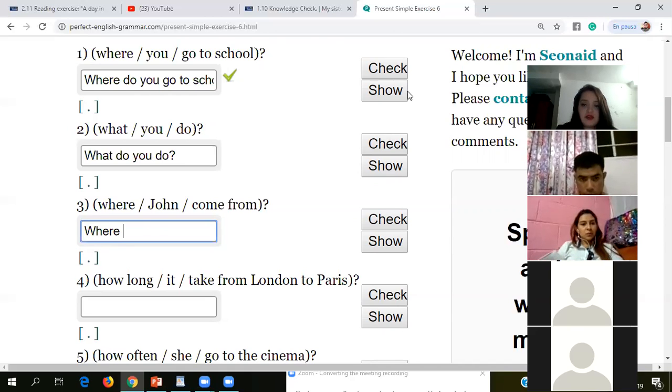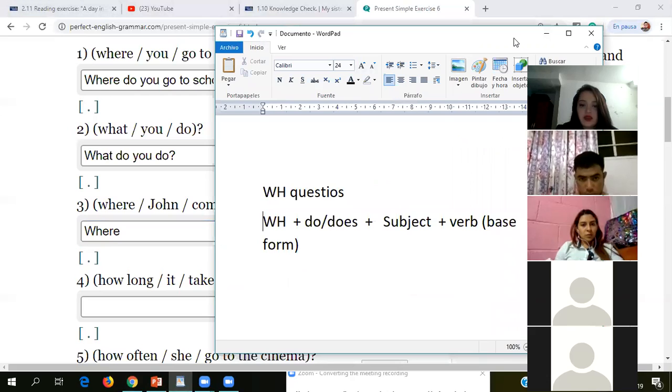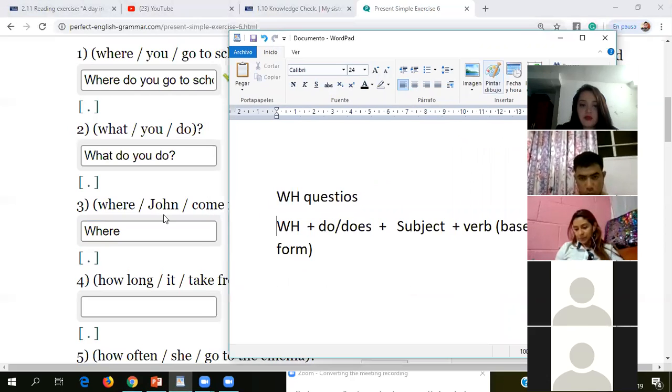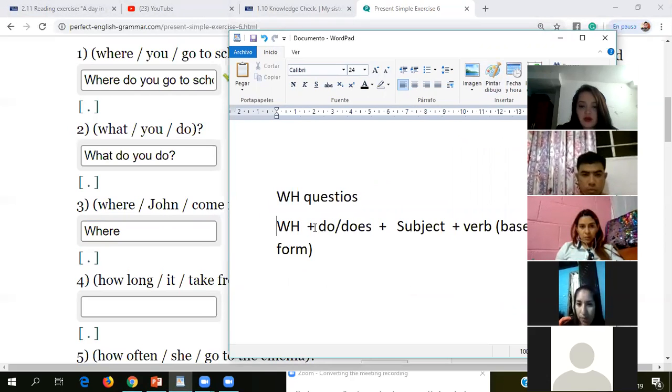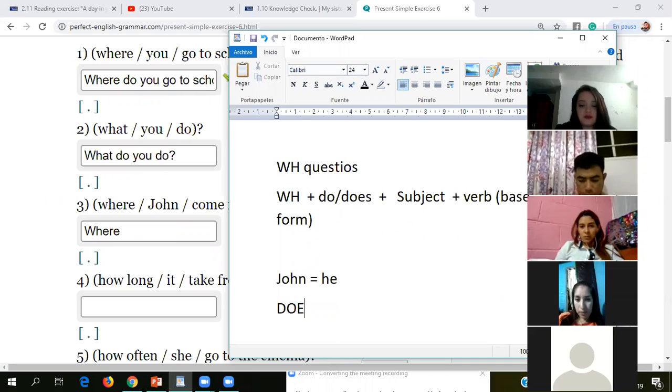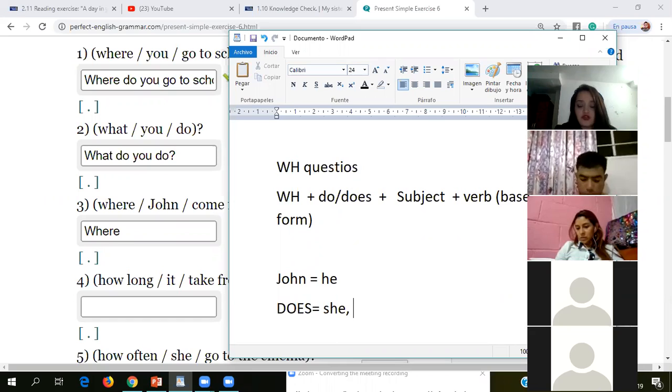Where comes? Veamos la estructura, ok. Ok, ya tenemos where, que es esta parte. Ahora, ¿qué viene después? Porque John es el sujeto. Where do? Ajá, ¿para qué sujeto es John? John es he. Ok, ¿cuándo vamos a usar does? Cuando he, she, it.